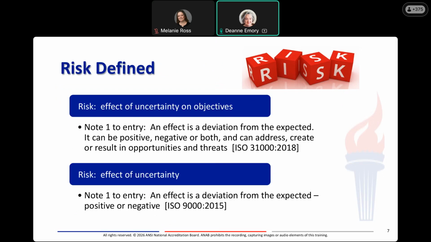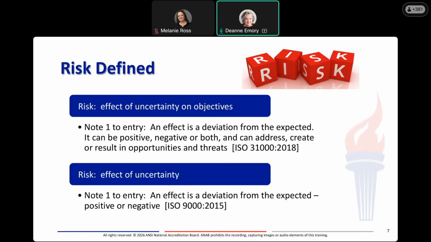So before we move on into the ISO 31000 risk management, let's look at the definitions of some of the terms that we will be using today. As defined in ISO 31000, risk is the effect of uncertainty on objectives. There are 3 notes to the definition. Note 1 is written on the slide, and it states an effect is a deviation from the expected. It can be positive, negative, or both, and can address, create, or result in opportunities and threats.